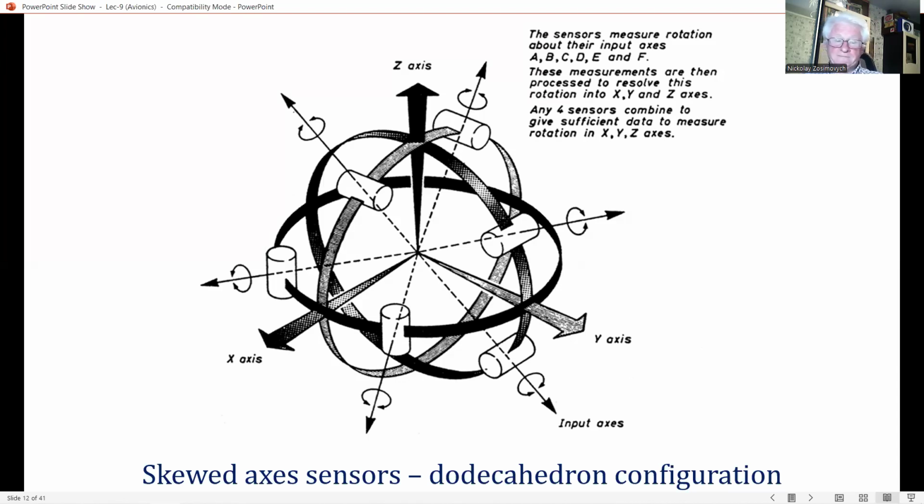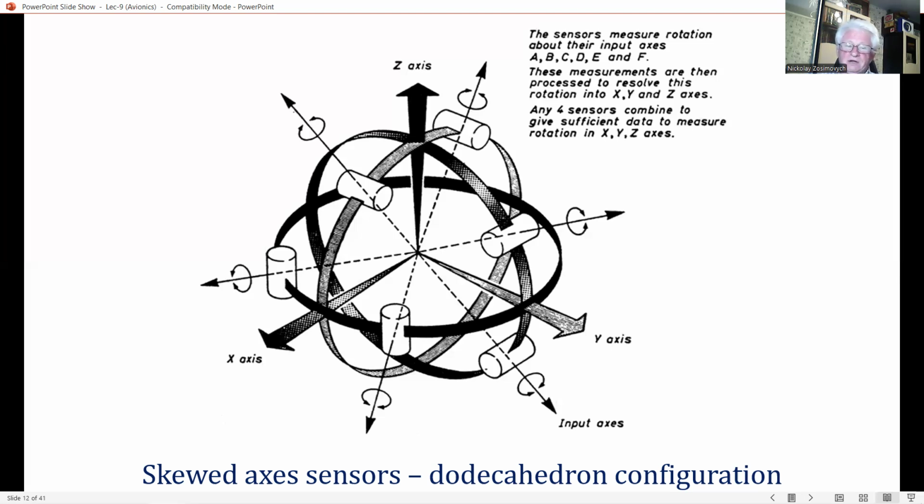The configuration is sometimes referred to as a dodecahedron. Motion about any principal axis is sensed by 4 sensors, so that it is possible to detect and isolate up to 2 failures without loss of capability. The sensor supplies and electronics are entirely independent, so that common failures are precluded.